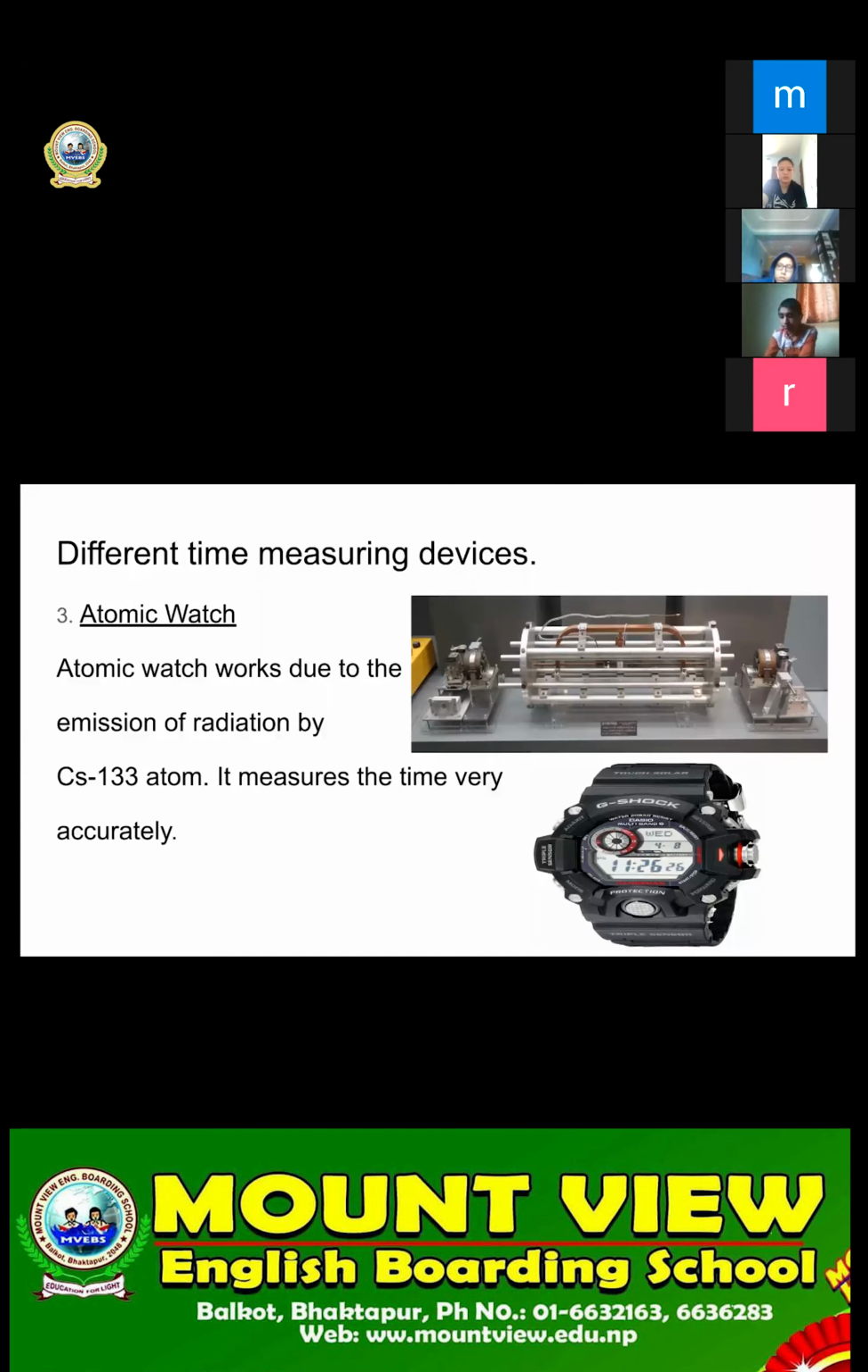So in today's class, we learned three fundamental quantities and their units along with their definition. I believe all students of class 9 can now say what is one standard meter, what is one standard kilogram, and what is 1 second time. In addition, they also came to know the three types of watches. They are mechanical watch, quartz watch, and atomic watch.